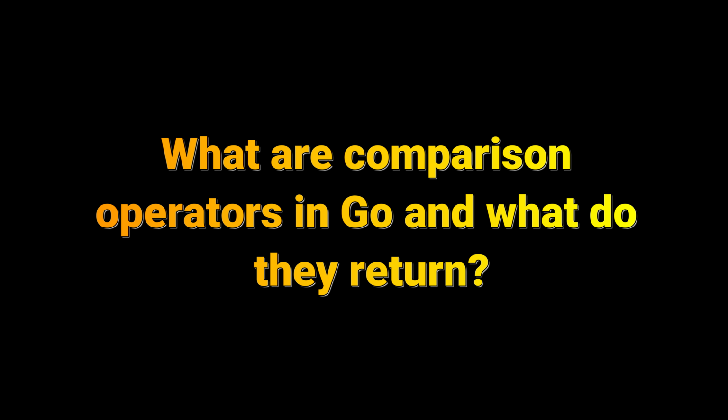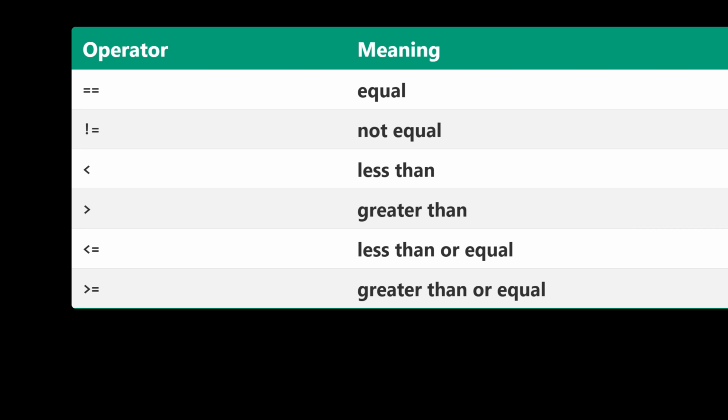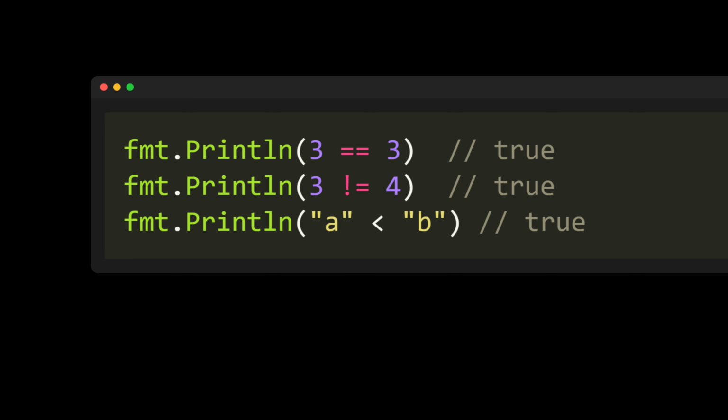Question: what are comparison operators in Go, and what do they return? Answer: comparison operators in Go are used to compare two values. They return a Boolean value, which is either true or false.